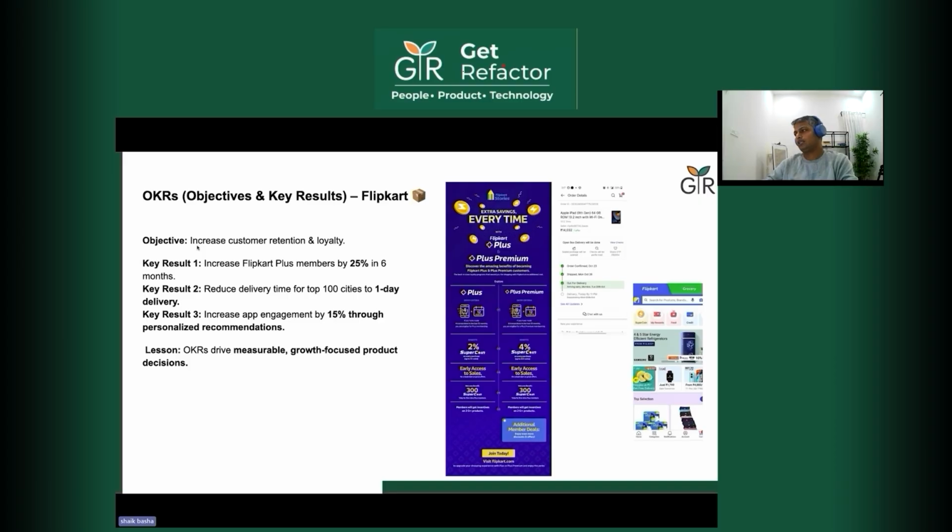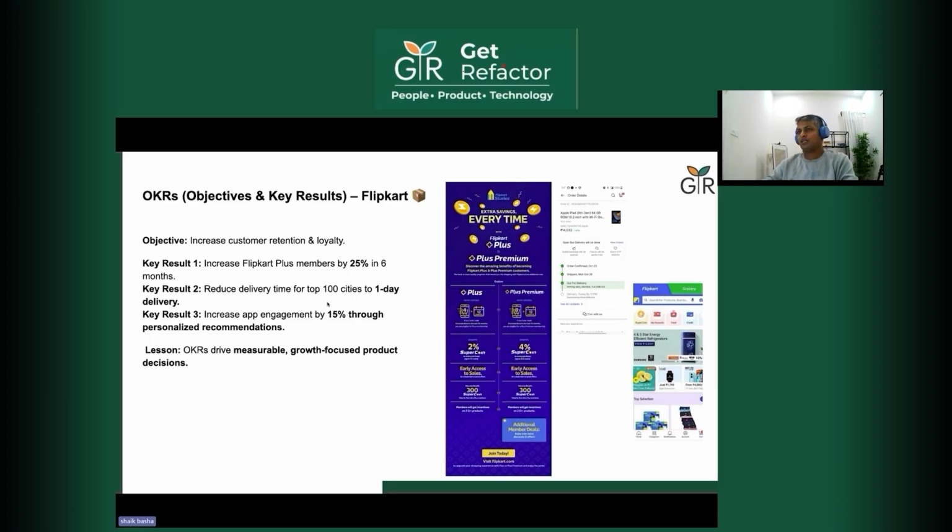If you look at this Flipkart example, the objective is to increase customer retention and loyalty. There is no number given here, but in general, you will have a number: increase customer retention and loyalty by so many percent. Then you will have milestones, like increasing Flipkart Plus membership. These are the milestones which are going to help achieve this customer retention and loyalty. Once you set this objective, the team will come up with what activities can get us to this position.